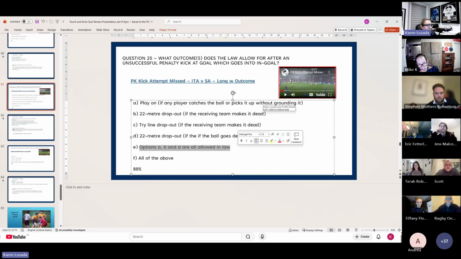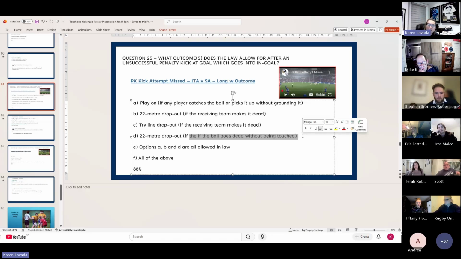So in the video, the one that we saw was the ball went dead without it being touched. So there's a short in goal. It didn't land in the in goal. It actually cleared the outside of the post and went dead on its own. 22-meter dropout. But if we have bigger in goals, which we have a mix, these are more likely.